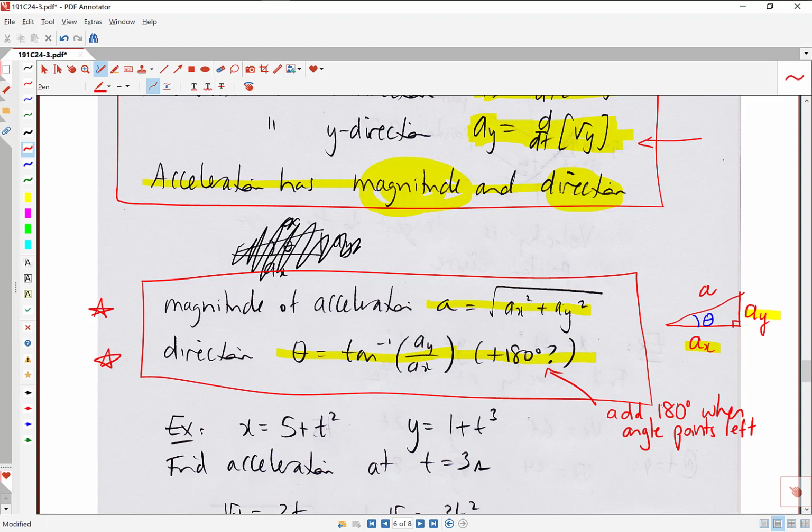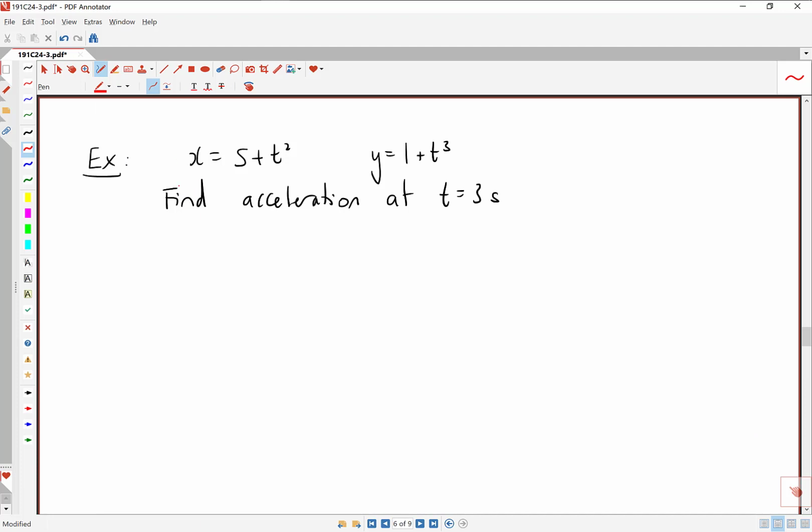Great, so with that, let's try an example. So here are our positions, x equals 5 plus t squared, y equals 1 plus t cubed. We want to find the acceleration at t equals 3 seconds. So let's start with the horizontal direction. We'll first find horizontal velocity and then we'll find horizontal acceleration. Horizontal velocity is what you get if you just take the derivative of x with respect to t, so that would be 2t. And if you take the derivative again, then you're getting horizontal acceleration. So it goes position, turns into velocity, turns into acceleration as you take the derivative.